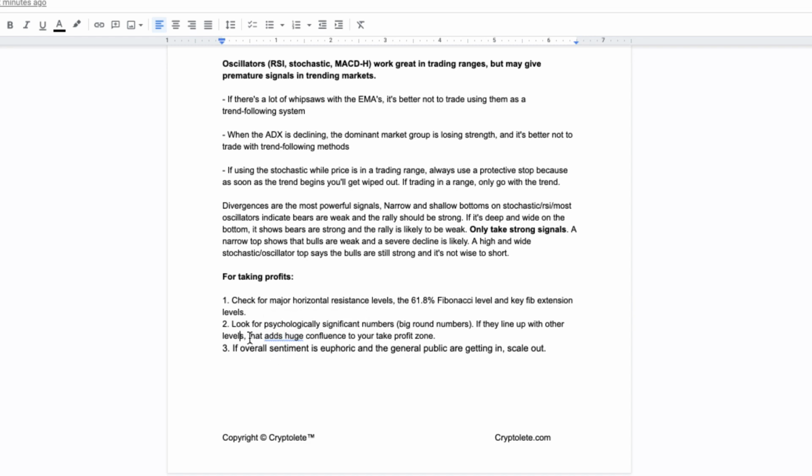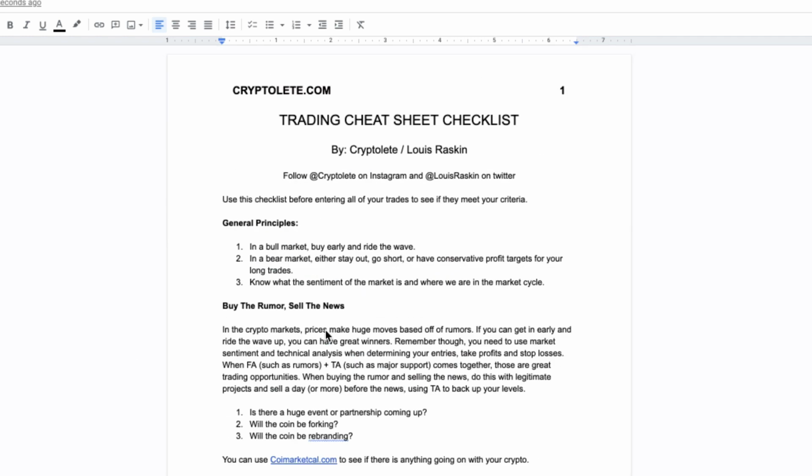And then also 3, if the overall sentiment is euphoric and the general public are getting in, you want to scale out. Hey, look at this. What was happening in January 2018 and March 2021? Exactly that, right? So anyway, we have that, and that is the trading cheat sheet checklist.